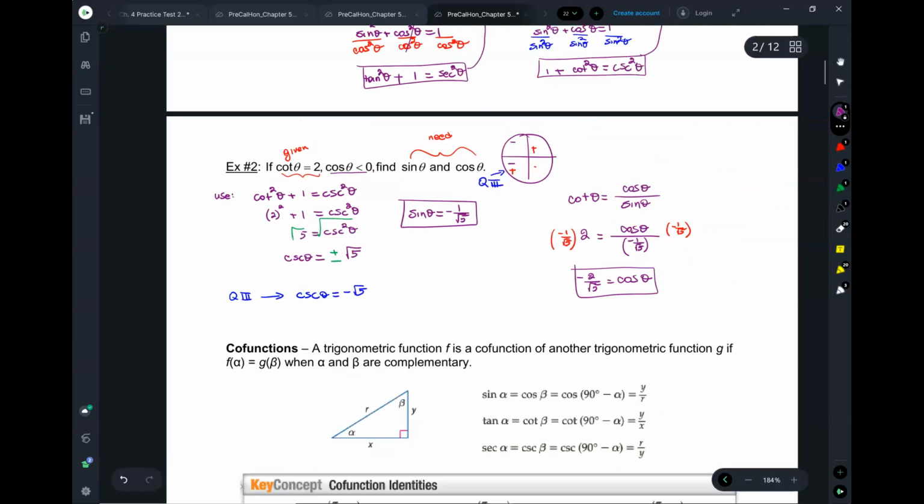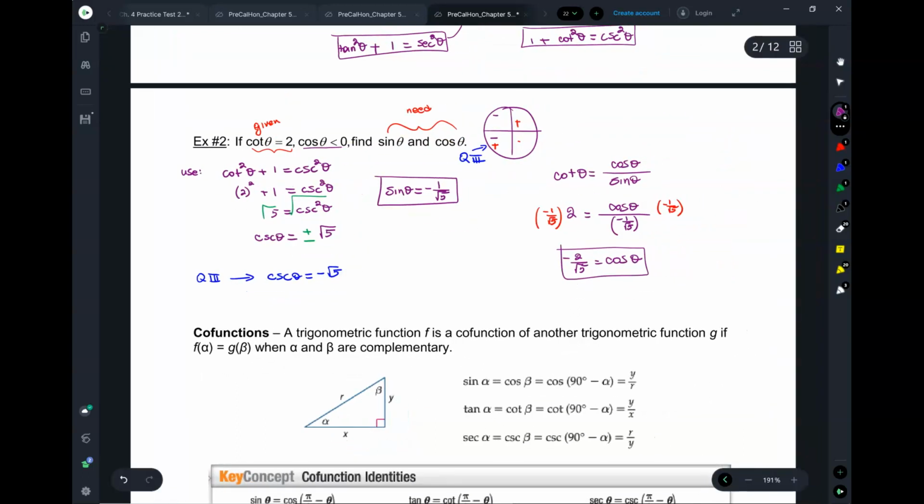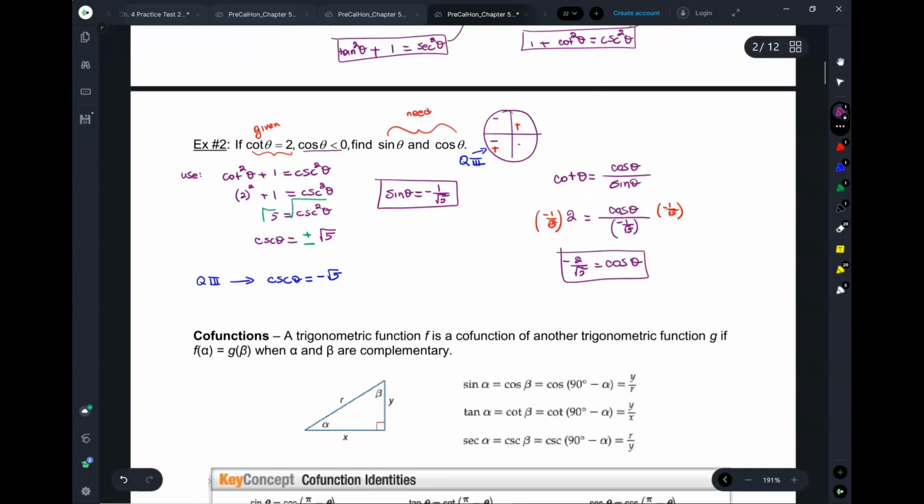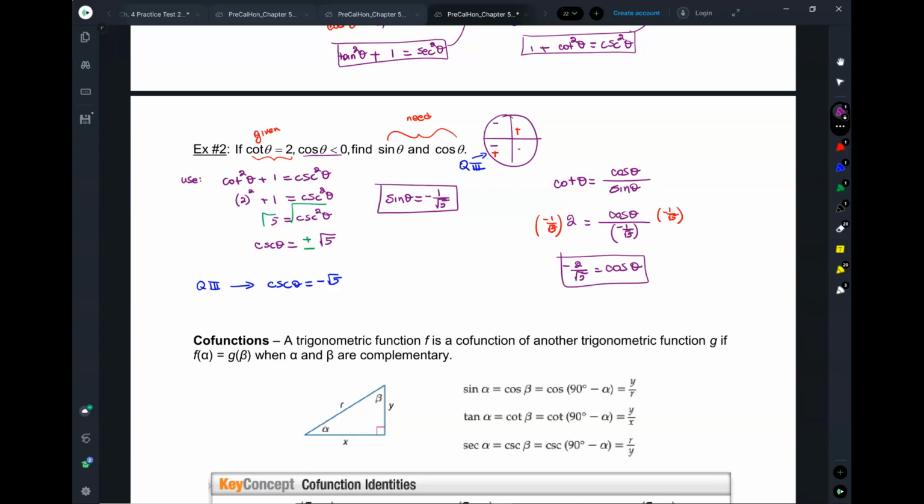Okay. All right. Let's talk about cofunctions. Yeah, well, I'm going to go over that a little bit. So, cotangent is positive 2, which means it's in the first or the third. Cosine is negative, it's here, and then this is the quadrant where both of them match.